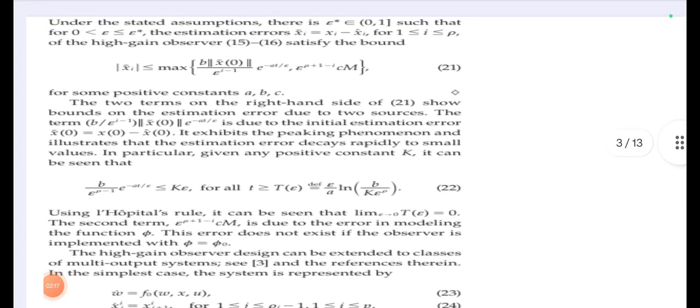So here we can see that under the stated assumptions there is a gamma star such that for 0 less than gamma less than gamma star, the estimation errors x tilde i equal x i minus x hat i, for 1 less than or equal to i less than or equal to rho, for the high gain observer. So here in the 21st equation we can see that the estimation error is less than or equal to the maximum of b times x tilde of 0 by epsilon to the power of minus 1.